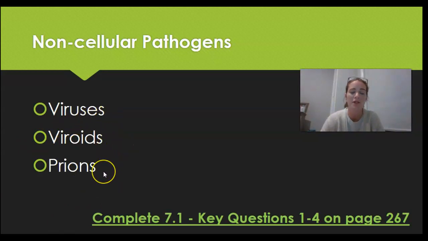Viruses, viroids, and prions as examples of non-cellular pathogens. Definitely, they're all key ones to know about. Viroids and prions are hard to research, so bare basic details just to be able to recognize what they are. And viruses, you need to know a fair little bit of detail about. So by far, bacteria and viruses should be your more detailed summaries here.